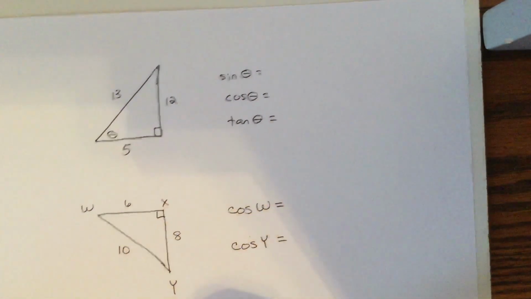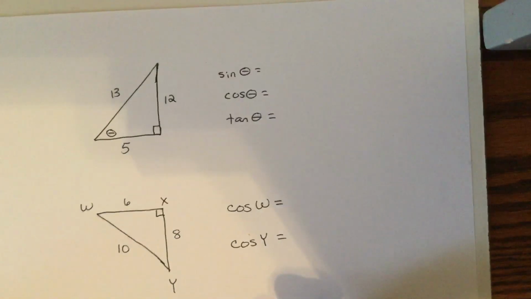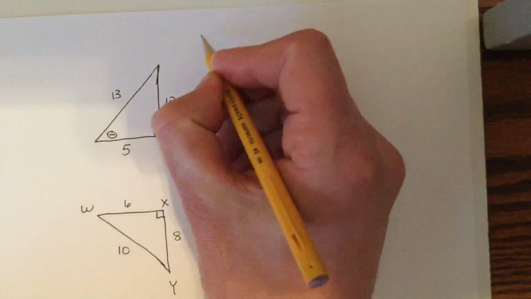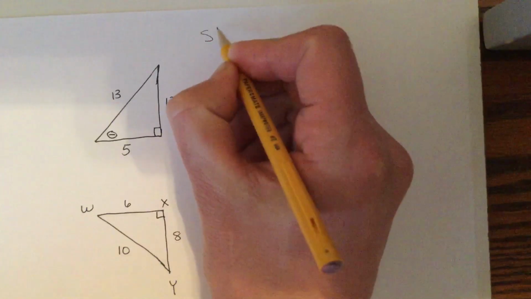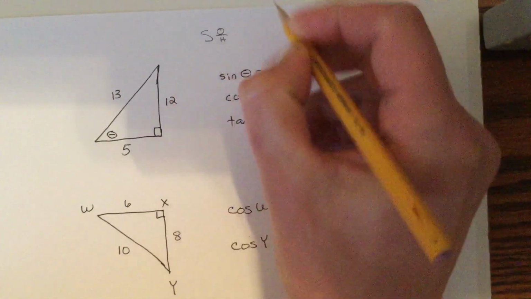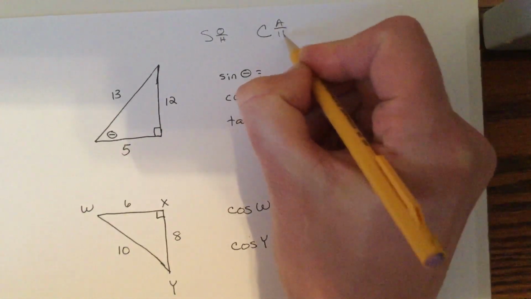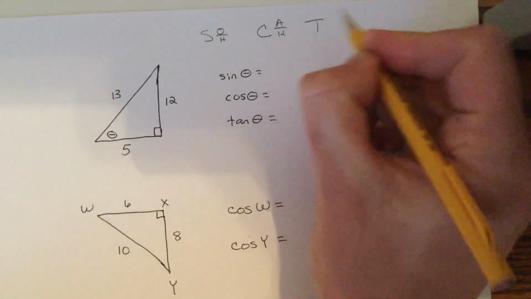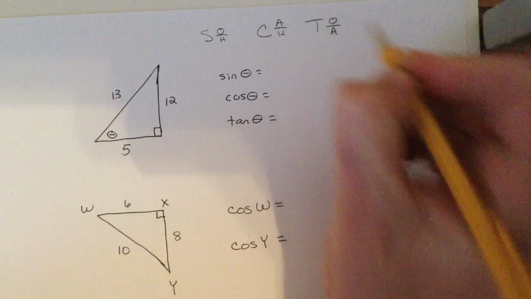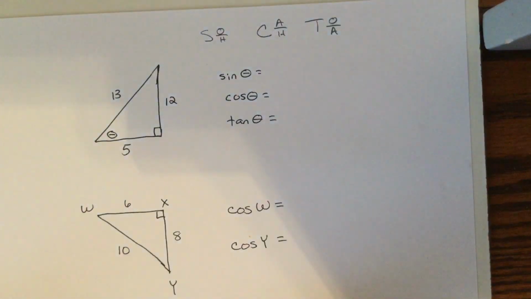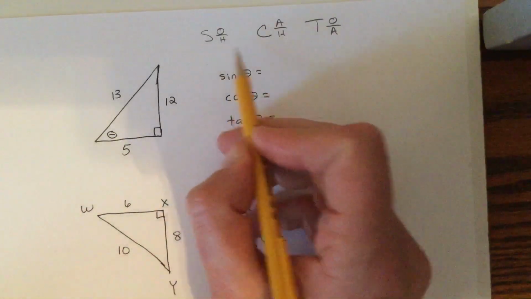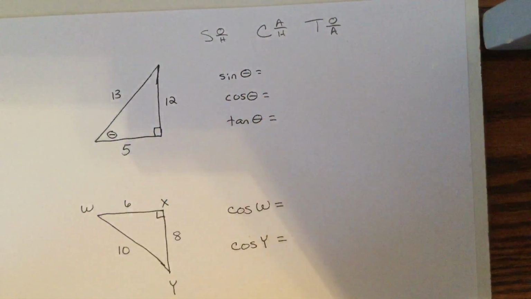Today we are going to go through general SOH CAH TOA rules. Remember, SOH CAH TOA is sine, that's what the S stands for, is opposite over hypotenuse. The cosine is the adjacent over the hypotenuse, and the tangent is the opposite over adjacent. You can review that back on the videos that were presented to you last week. So we say this is SOH CAH TOA as an acronym to help us remember that.